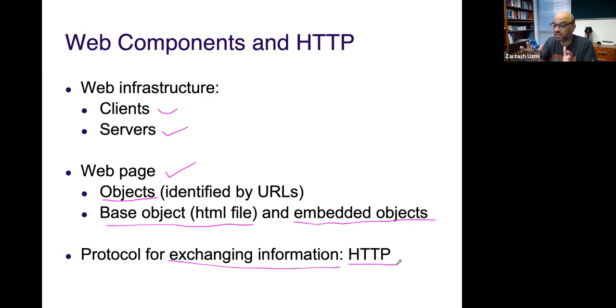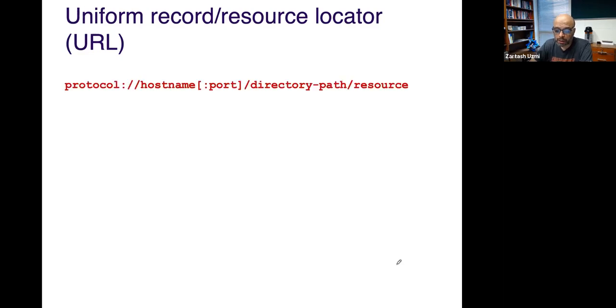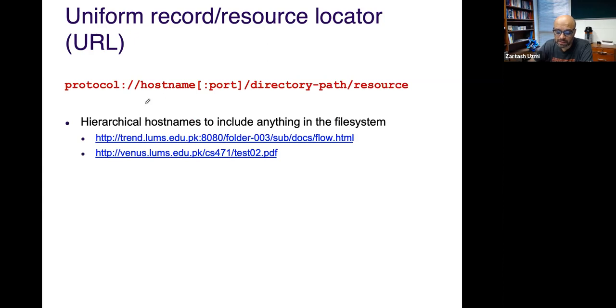You can actually see the format of the HTTP request. We will look at the HTTP request structure. In fact, we did look at it last time, and we'll just quickly go over it again. The central part of the HTTP protocol is a URL, uniform resource locator, which consists of a protocol, the host name, port, directory path, and the resource that you are requesting.